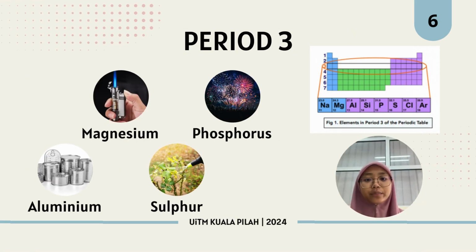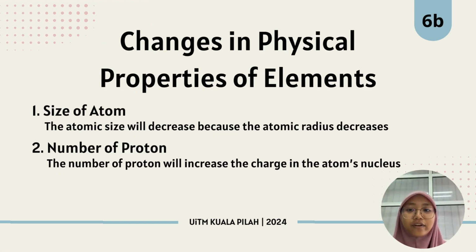Next, we move on to period 3. Period 3 consists of the elements sodium, magnesium, aluminium, silicon, phosphorus, sulfur, chlorine, and argon. The elements of period 3 are also used in our daily life. For example, magnesium as a substance in a lighter, aluminium in cans, phosphorus as a substance in fireworks, and lastly sulfur as fungicides.